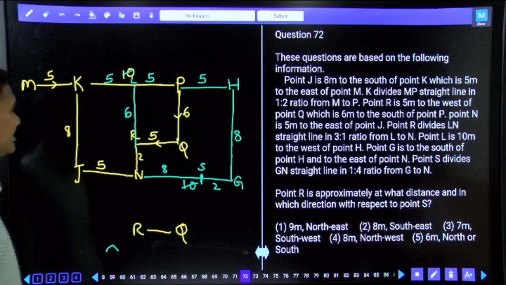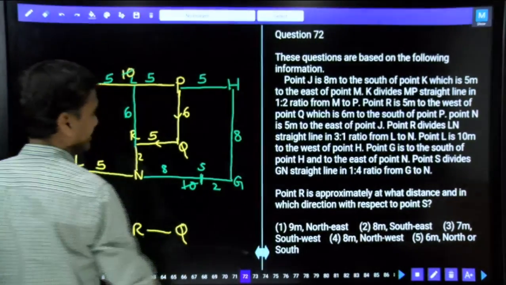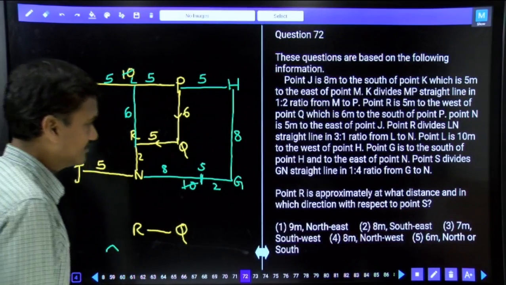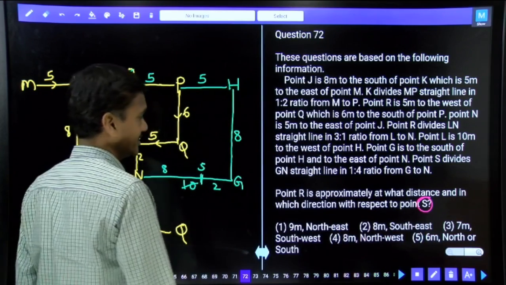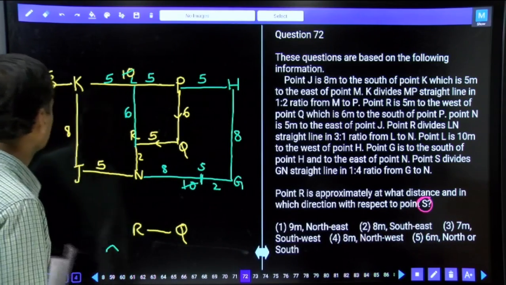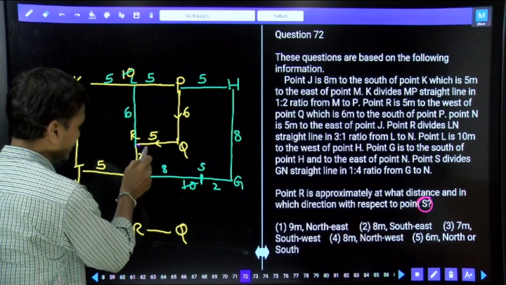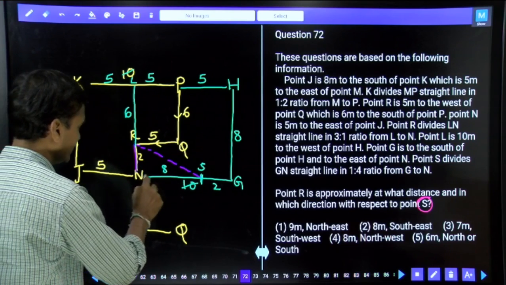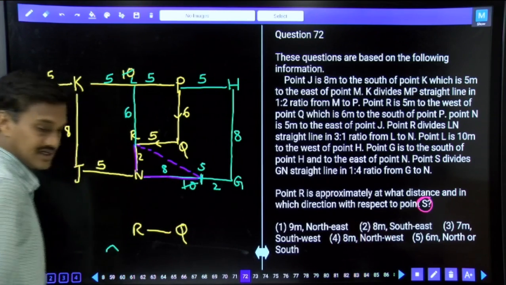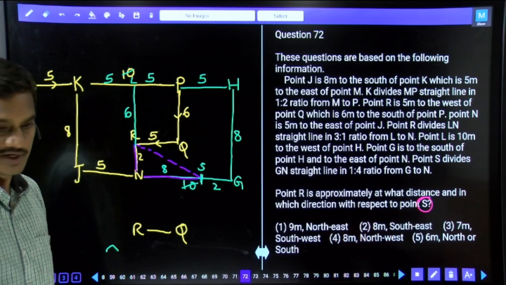R is approximately at what distance and in which direction with respect to S? Now we need to find out the distance of R with respect to S. R is here, S is here. Now we need to find out the distance between these two. In order to find out the distance, we need to find out the shortest distance. In the entire directions, distance is nothing but the shortest distance between the starting and the final points.